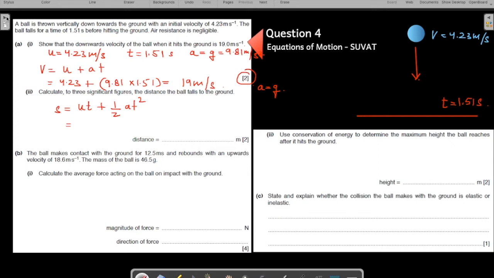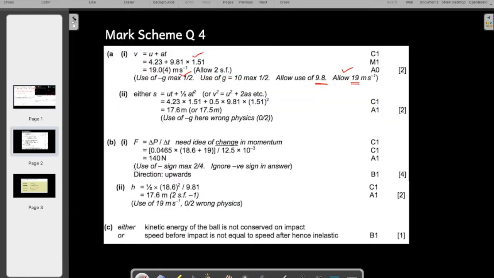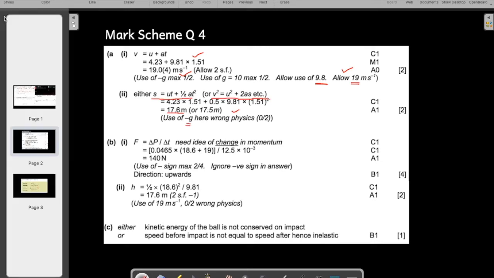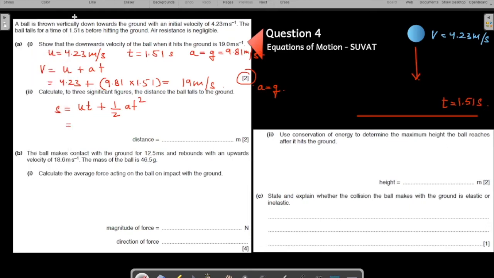So here is your mark scheme. The mark scheme also suggests that either you can use this formula or you can use this formula. Your answer should be 17.6 or 17.5, right? And the g value should not be taken as negative here. Why? Because we are traveling the displacement from the first position to the last position. For displacement as well, you are traveling from this point to this point, which is the same as the direction of g. So do not take g as negative here.